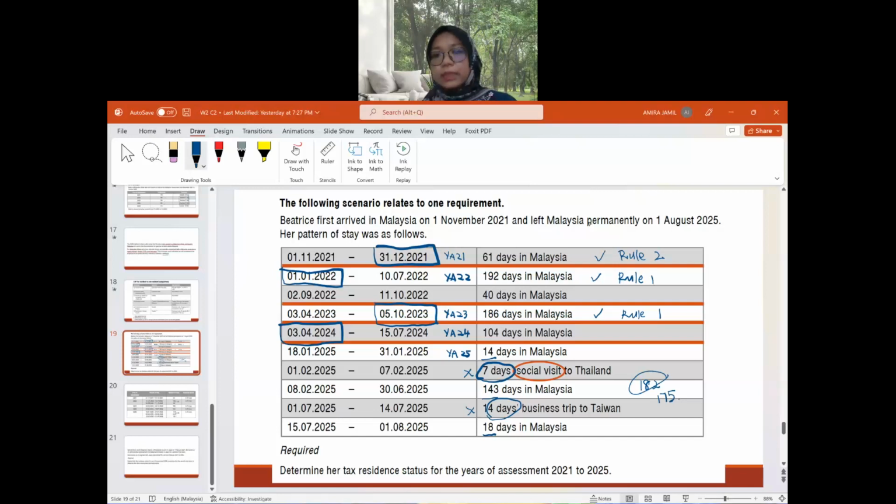How about rule number 3? For rule number 3, they must stay in Malaysia for more than 90 days. More than 90 days. So this is more than 90 days. And then what is the other condition of rule number 3? More than 90 days and must be a tax resident, or stay in Malaysia for more than 90 days. Okay? So, can we apply rule number 3 here in YA 24?